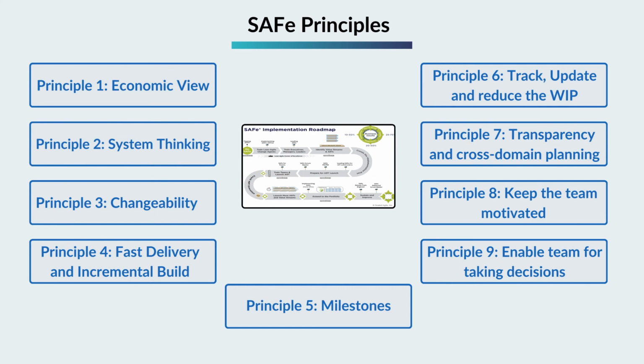Principle 7, Transparency and Cross-Domain Planning. The sprint's planning helps define the flow of work. The cross-functional team shall be included to understand the dependency and feasibility from their perspective also.